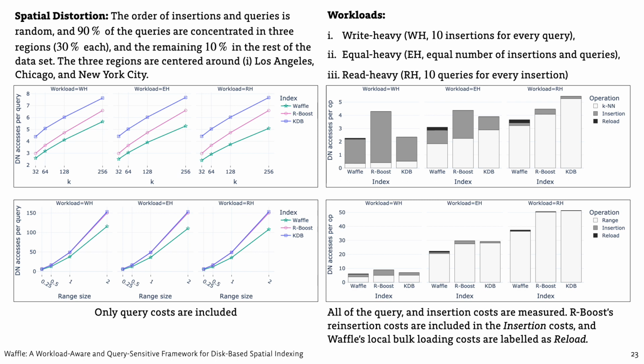First, we'll look at the KNN queries on the top right. The KNN queries don't require many data node accesses, which is why insertions become more significant in overall cost. And because RBoost necessarily performs reinsertions, even when it's not beneficial, it suffers the most of all indexes in write and equal heavy workloads. On the other hand, KDB-trees, which ignore maintenance altogether, perform the worst for read heavy workloads. And Waffle, on the other hand, only performs maintenance depending on when and where it is required, and therefore comes out as best for all workloads.